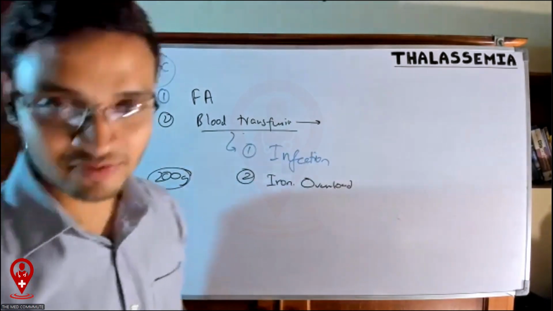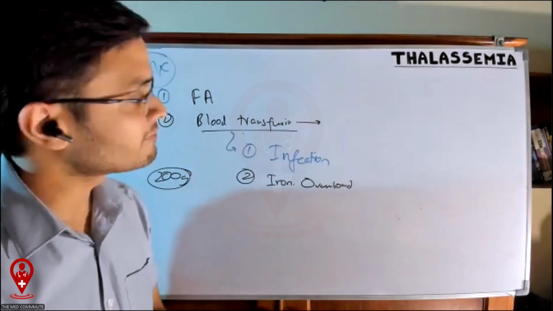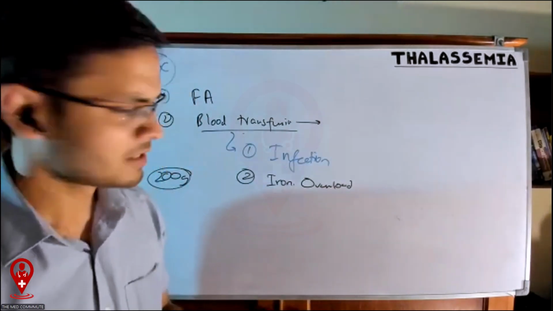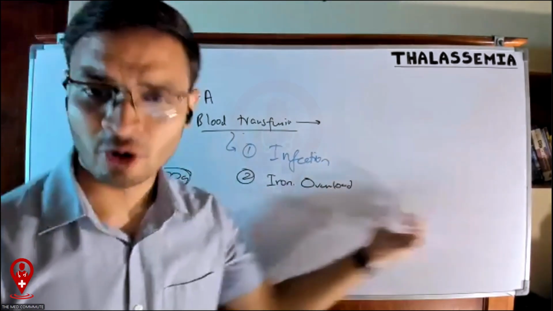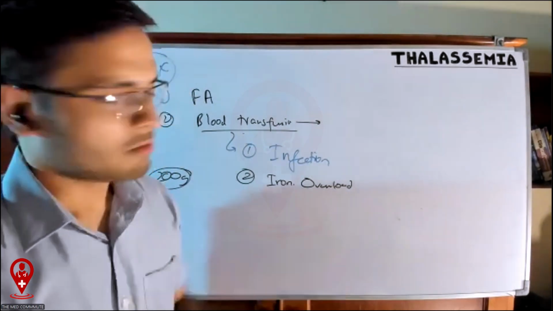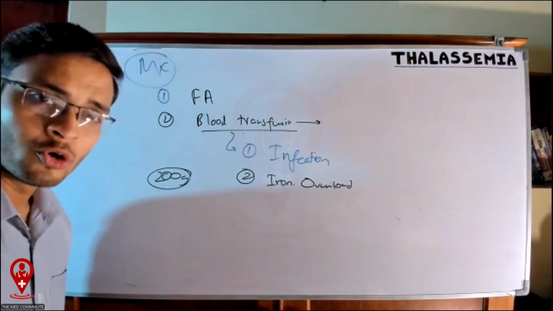So once we start transfusing the child, we'll have to transfuse sometimes once a month, depending on the severity, sometimes twice a month. Eventually, they are going to develop iron overload. Now, what does this iron overload do, guys?